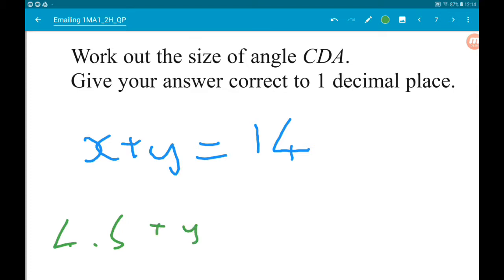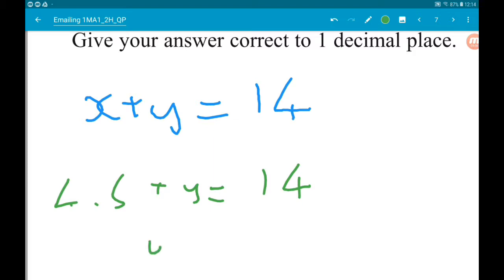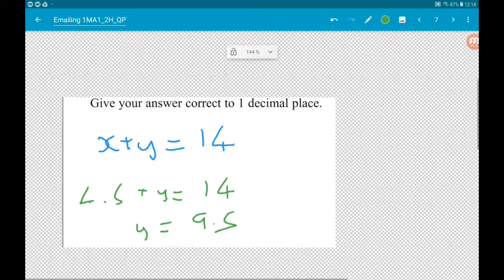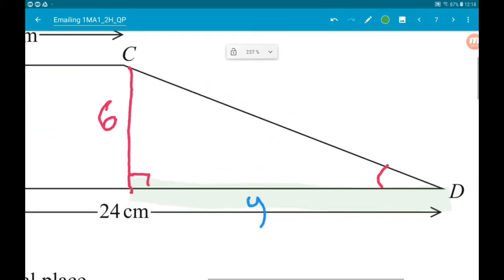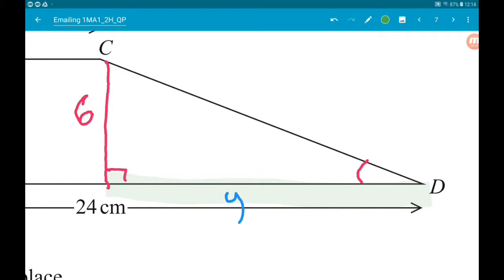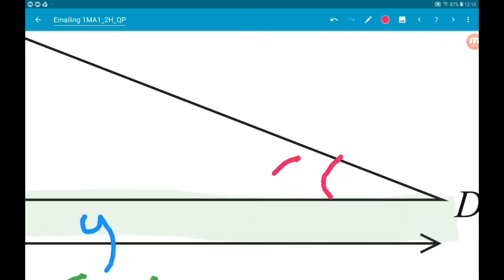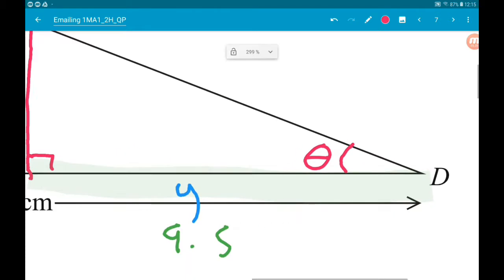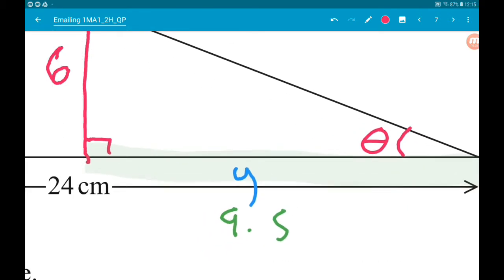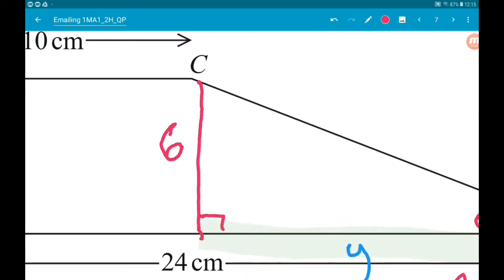4.5 add y is 14. So we then know that y is 9.5. So now that we know that, we can play SOHCAHTOA. So if we call this angle theta, then the bottom is the adjacent, and the 6 is the opposite.